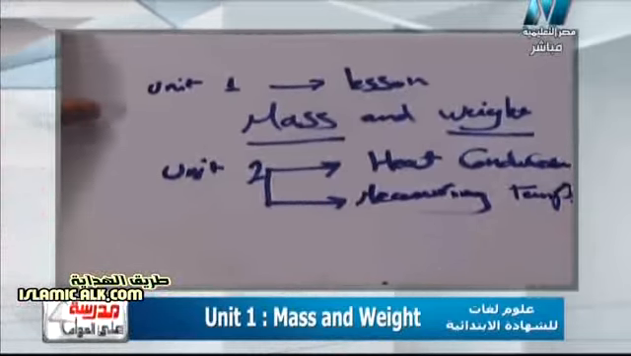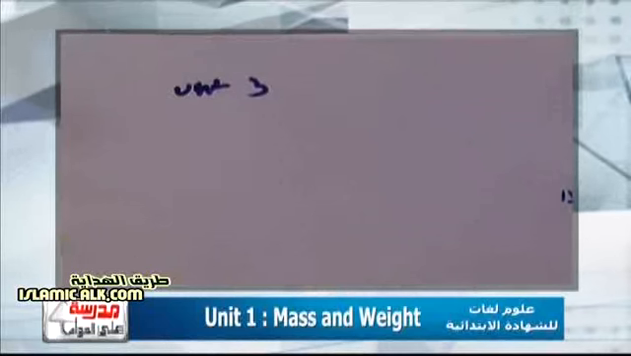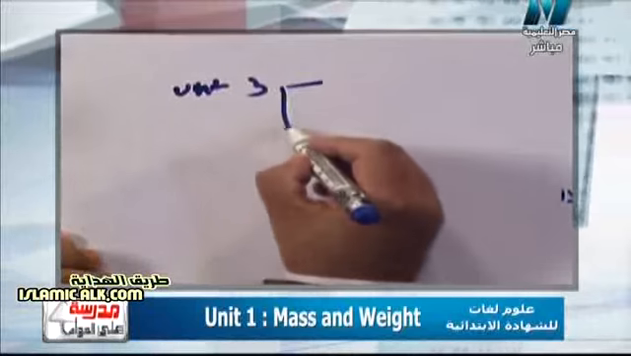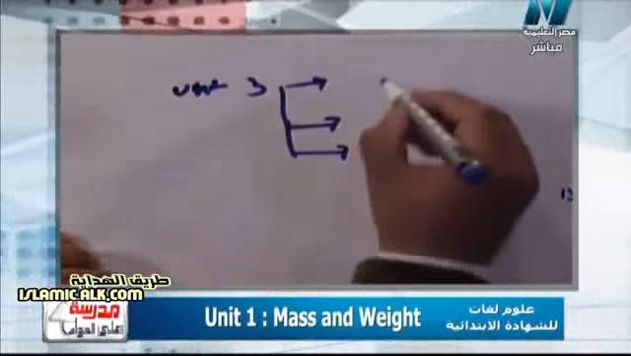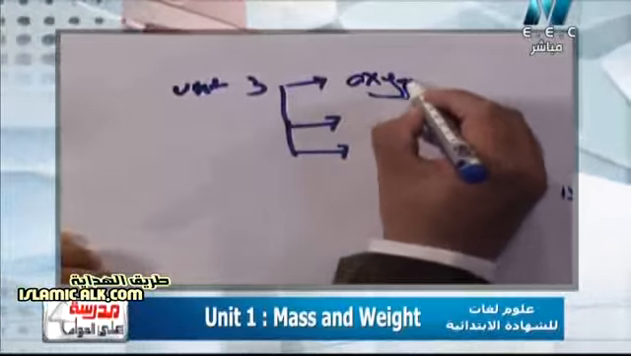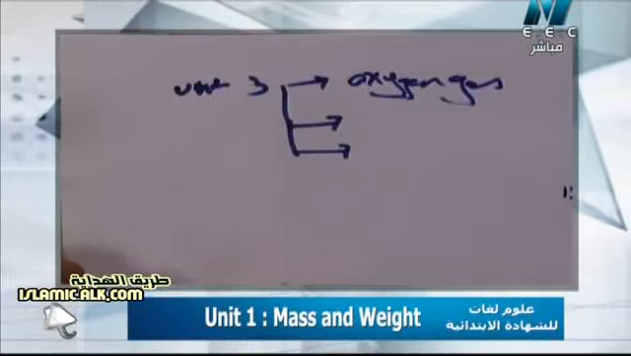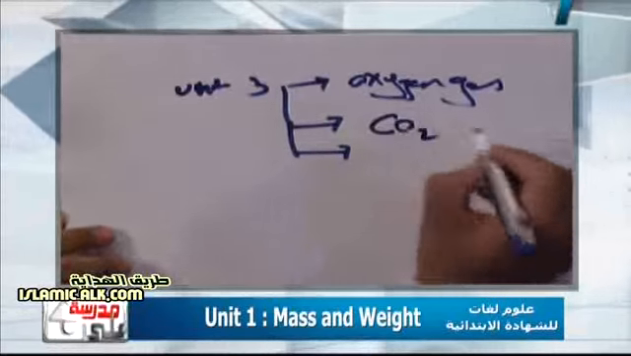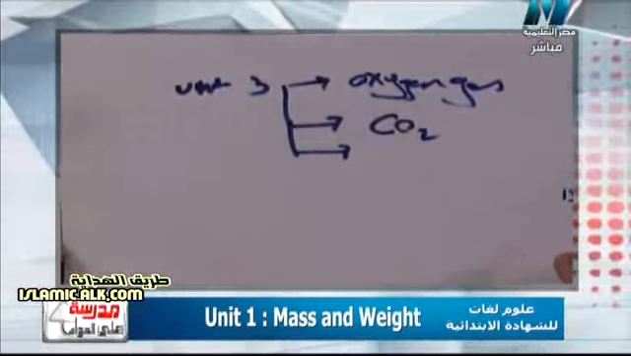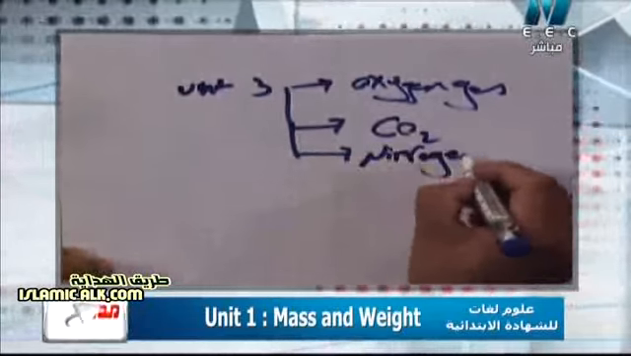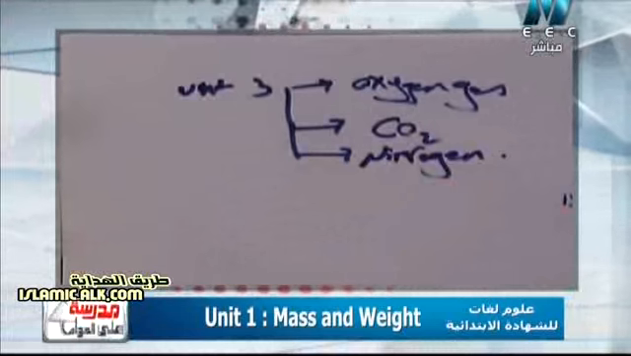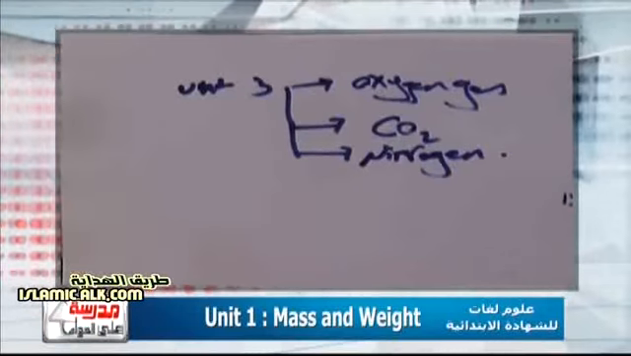Unit 3 contains 3 lessons that deal with the atmosphere, which contains 3 lessons as I said. Lesson 1 will be oxygen gas. Lesson 2, carbon dioxide gas, you know all of these gases and their percentage, and also the nitrogen gas. So we have up till now 3 units, but what about unit 4?